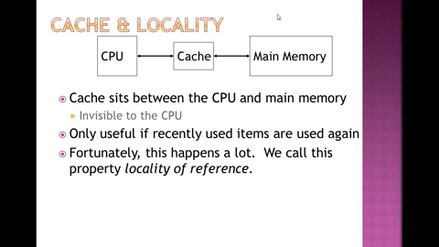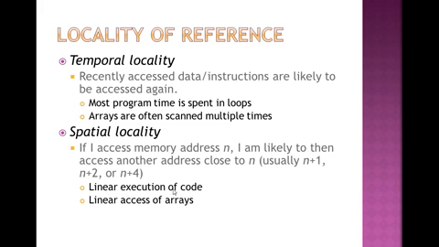So, cache and the locality. Cache memory lies between the CPU and the main memory, invisible to the CPU. Cache memory is only useful if recently used items are used again. Fortunately, this happens a lot. We call this property locality of reference. In simple terms, the data is located in the cache memory and the CPU uses that data for performing the operations. So that is your locality of reference.